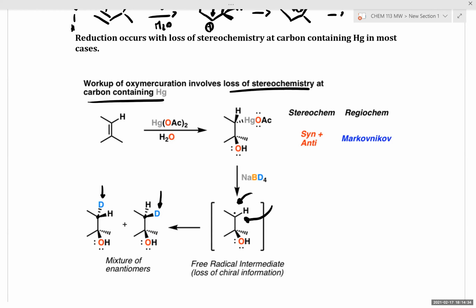So oxymercuration, Markovnikov regio control, and generally for the stereo control, you get a mixture of the syn plus anti final product. But it's important that you draw your mercury and alcohol anti to each other, because before the reduction step, it does give you anti-stereochemistry. Does that point make sense? Perfect. So let's keep going then.